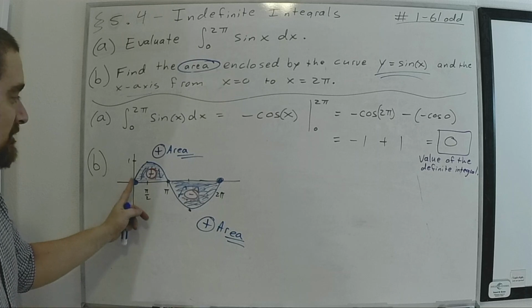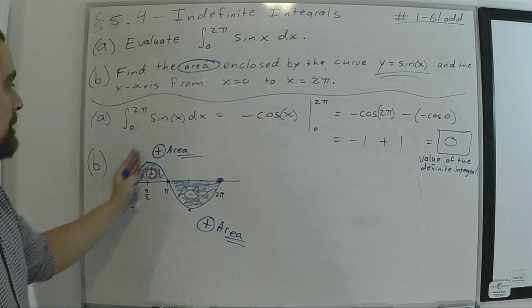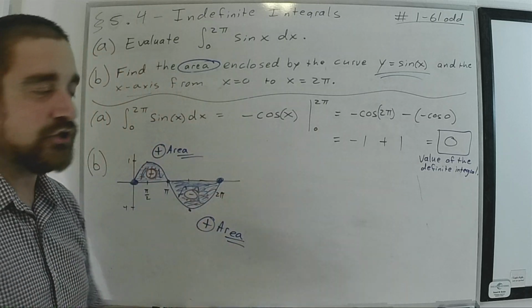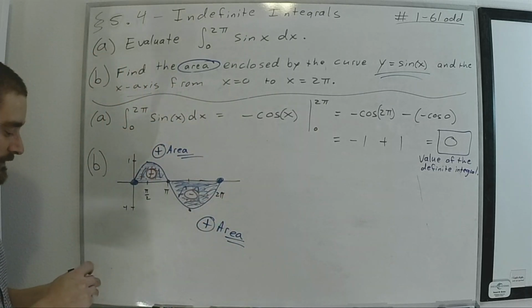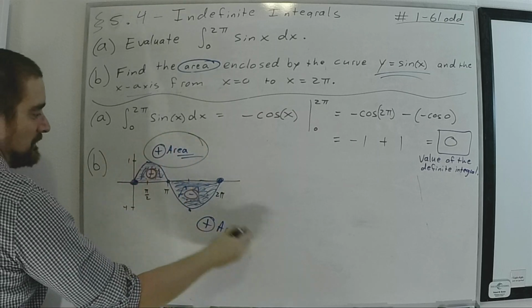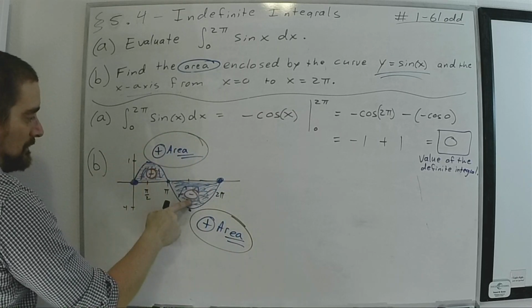So when you're looking at the value of an integral, you're picking up positive stuff and then you're picking up negative stuff. It's constantly going to adjust for that. That's what integration does. But when you see the word area, this has to be positive. Area, this has to be positive.